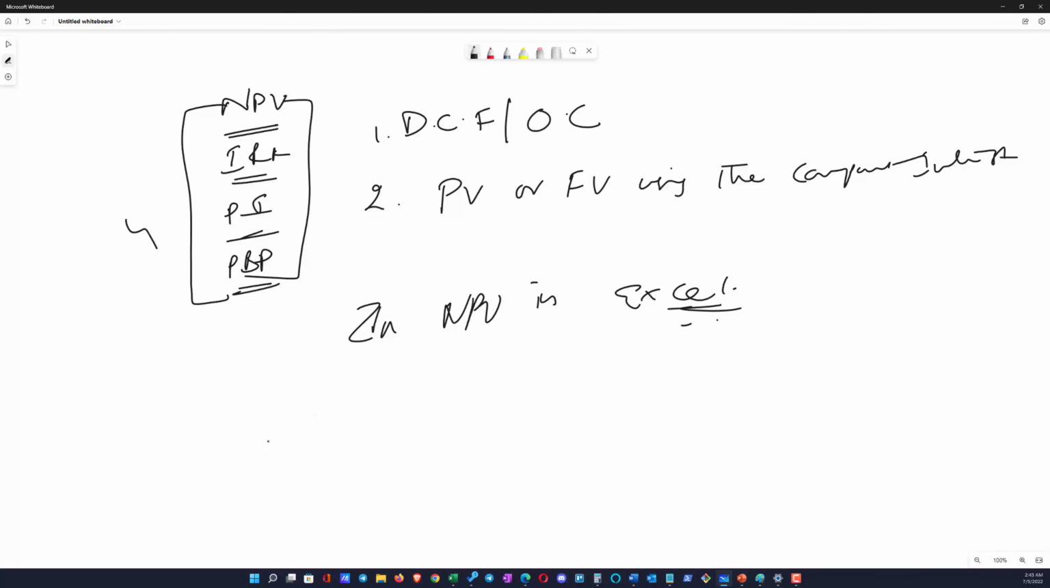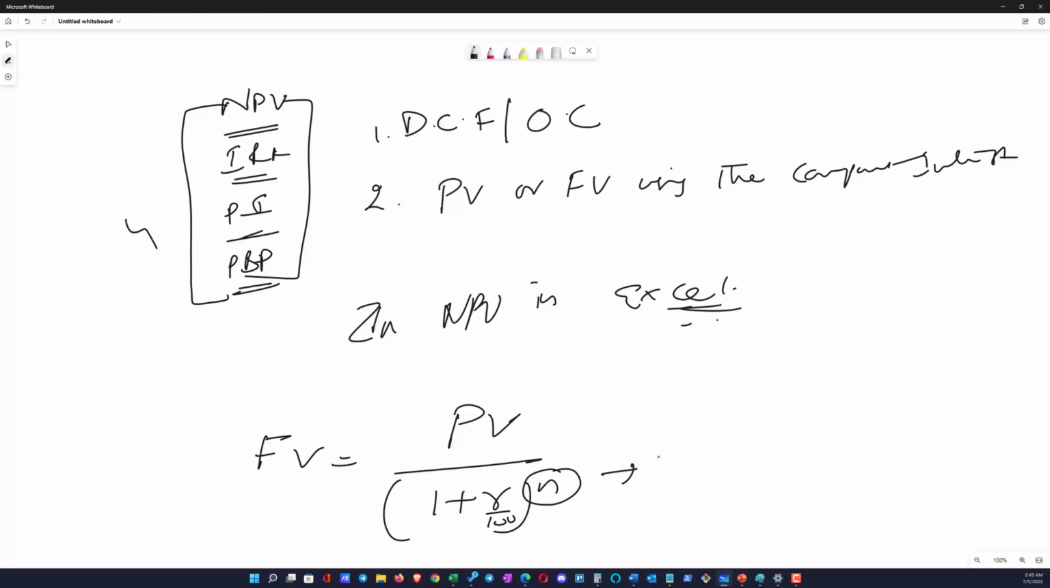Before we get started, let me just once again write the formula. N here means number of years. R here is rate of interest. Why I'm writing this particular formula again is I think I have not explained what R means here. R here is rate of interest.